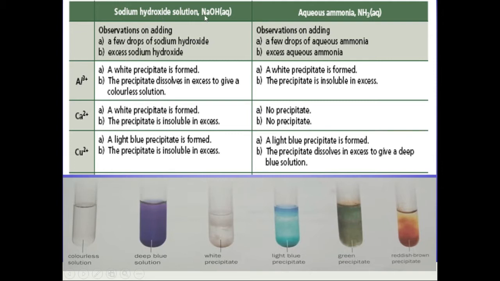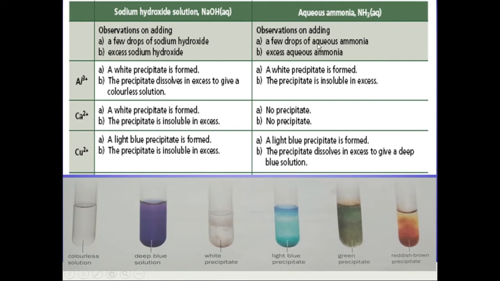Here we are using the alkali sodium hydroxide. So we will observe by adding a few drops of sodium hydroxide solution to the solution of that particular salt, and then by adding excess sodium hydroxide. If on adding a few drops of sodium hydroxide solution a white precipitate is formed, it means the salt may contain aluminium ion. And by adding excess sodium hydroxide, if that precipitate dissolves and gives a colorless solution like this, it means that aluminium ion is confirmed.